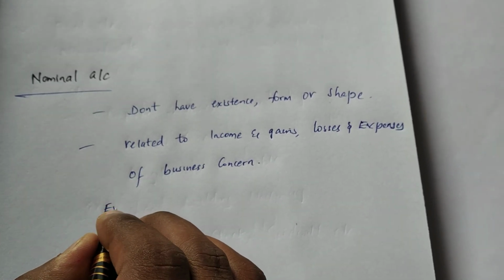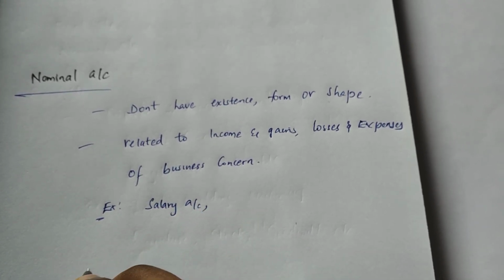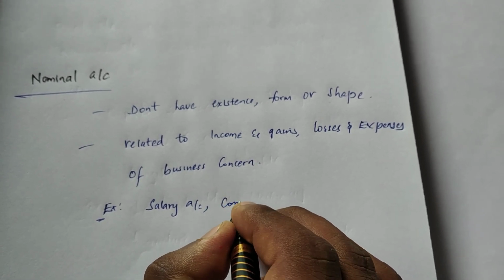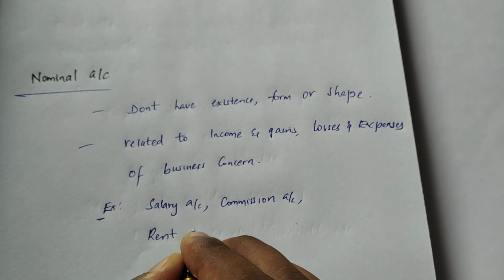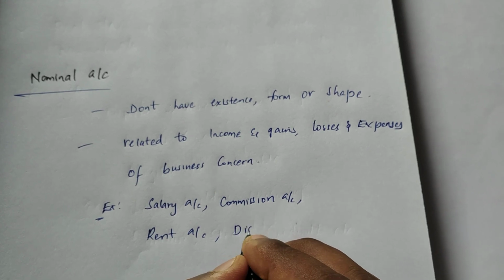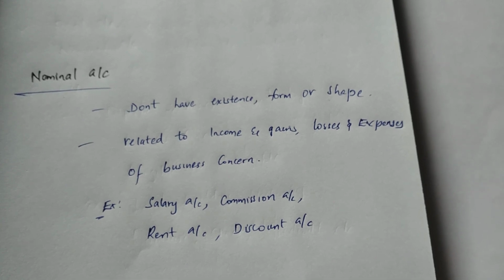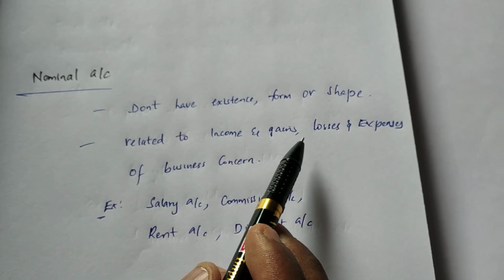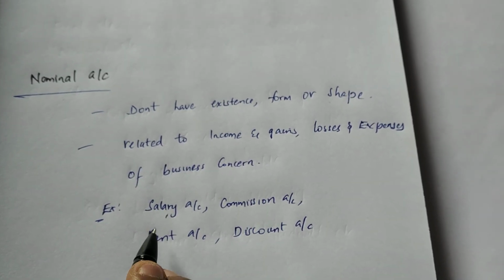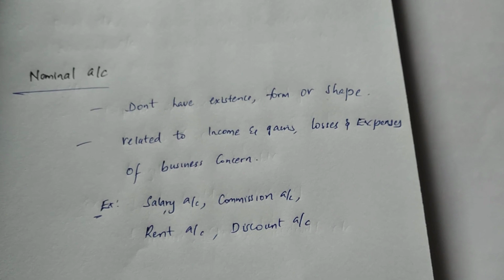Example, salary account, commission account, rent account, discount account. These are the examples of nominal account. So, nominal accounts do not have any kind of existence, form or shape. They mainly relate to the incomes, gains, losses, expenses of the business concern. Example, salary account, commission account, rent account, discount account. I hope you all understood clearly the classification of various accounts like real account, personal account and nominal account.